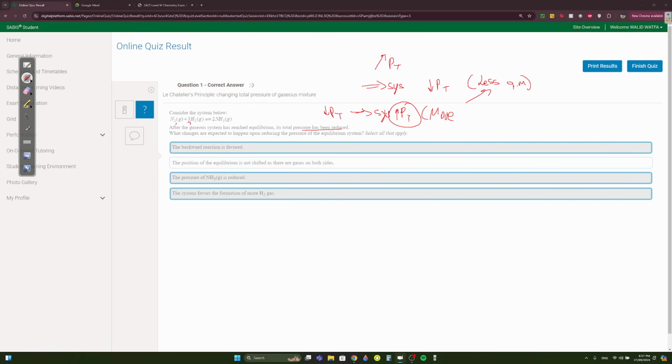Here you have 1 and 3, so that's 4. Here you have 2, so of course we're going to shift backward. We're going to go the backward reaction. It's not shifted, so that's wrong. The pressure of NH3 is reduced, because there's no more NH3, we're decreasing it. The system favors the formation of more H2 gas, since it's going backward.